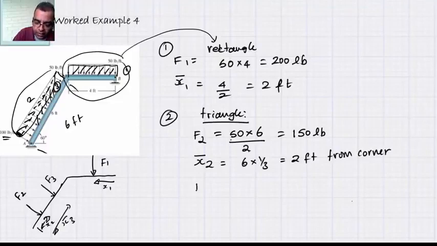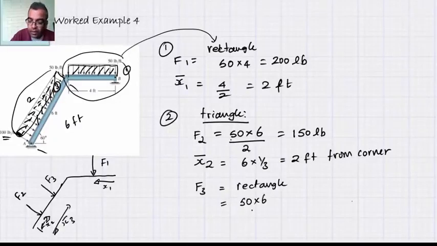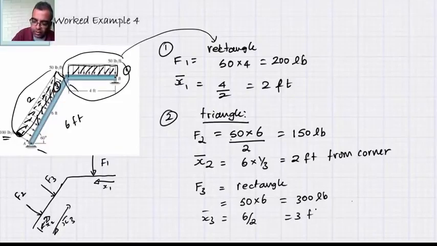And then F3 is another rectangle, and this turns out to be 50 times 6, which is 300 pounds. X bar 3 equals half the distance from the corner, 3 feet from the corner.